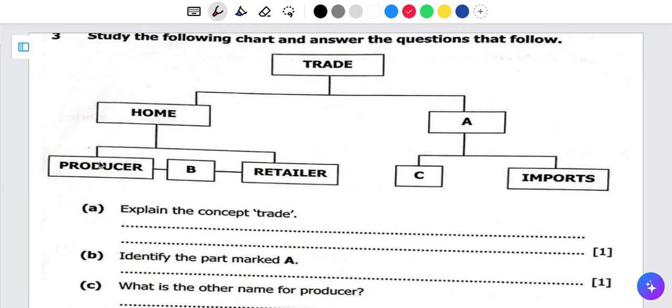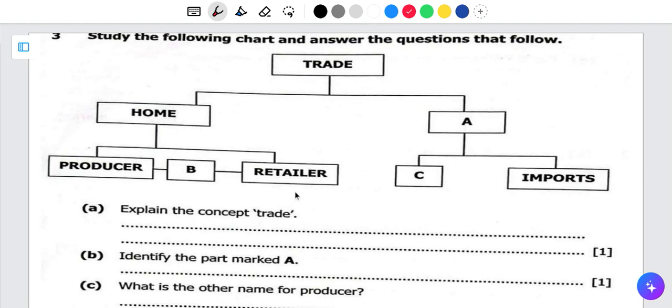We have the producer. Once they produce, they are going to sell to the wholesalers. Then the wholesalers are going to sell to the retailers, and then the retailers are going to sell to the consumers. So that's the way trade flows.